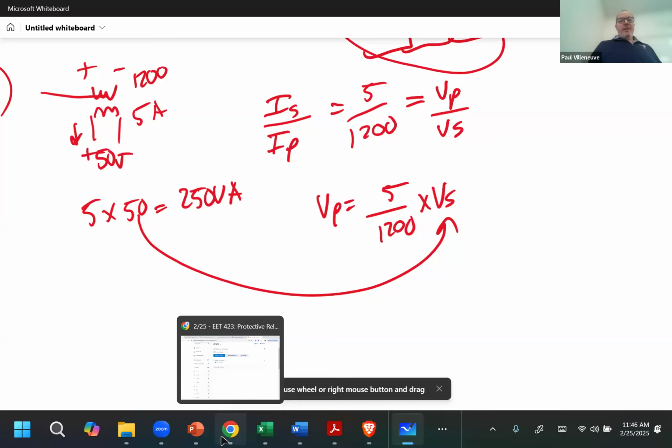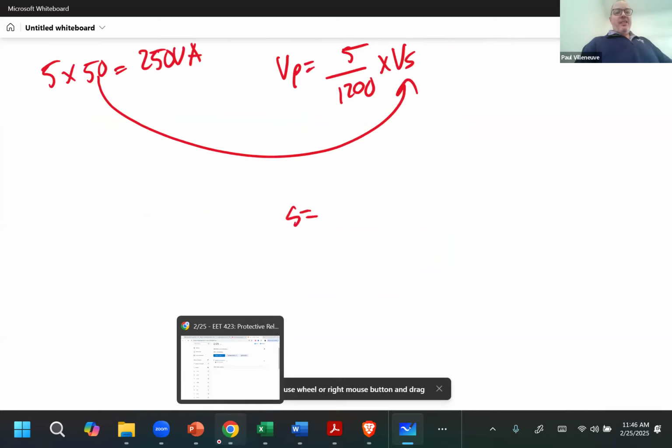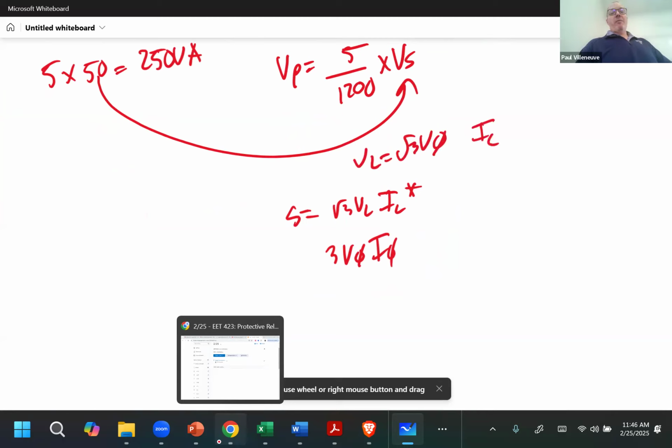Even if you look at this equation over here, S equals square root of three, V line, I line, conjugate. That's really based from this equation. We just sneak in the fact that V line equals square root of three V phase, and I line may or may not equal square root of three I phase. You're going to have one or the other. You won't have both. And so what we do is we start substituting into here, and that's how we end up with a square root of three. But that's the only time when you have a square root of three, and it's really because of the substitution.